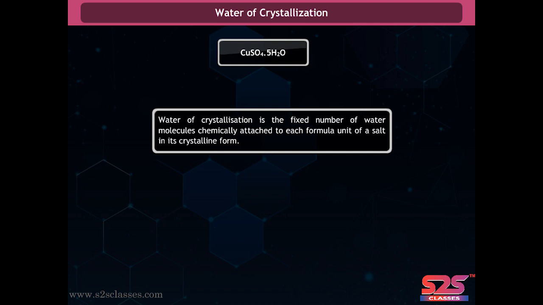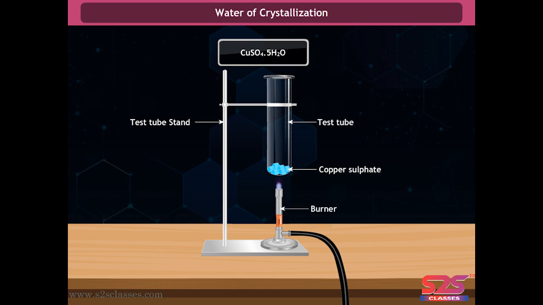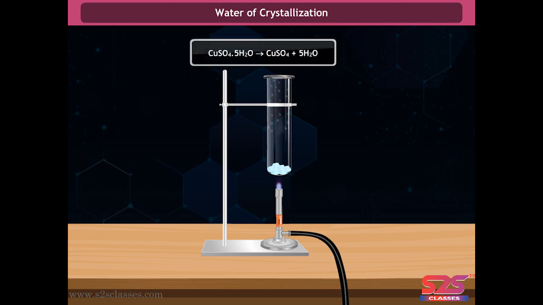Let us explain with the help of an activity. Heat a few crystals of copper sulfate in a dry boiling tube. What is the color of copper sulfate after heating? We observe that the color of copper sulfate changes from blue to white on strong heating, and also forms water droplets on the sides of the test tube.